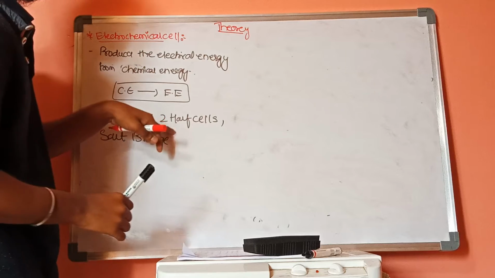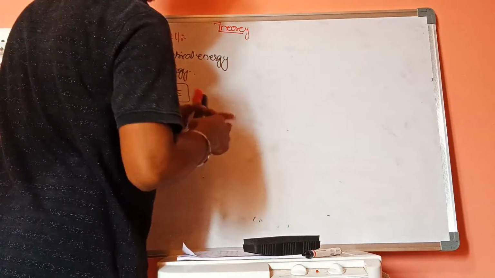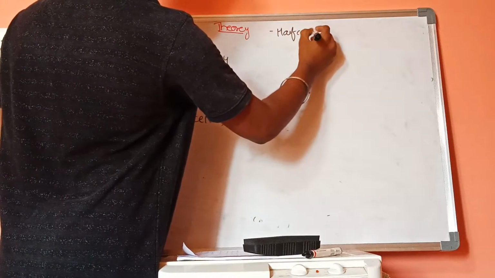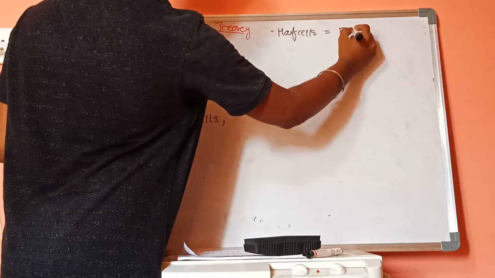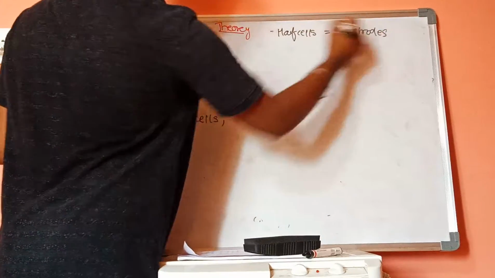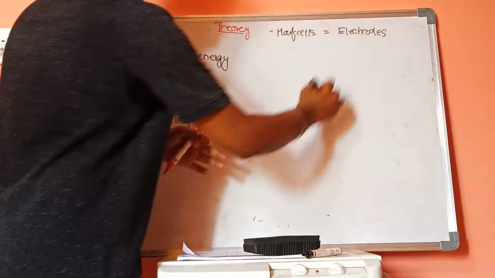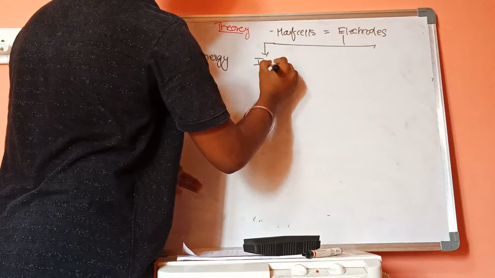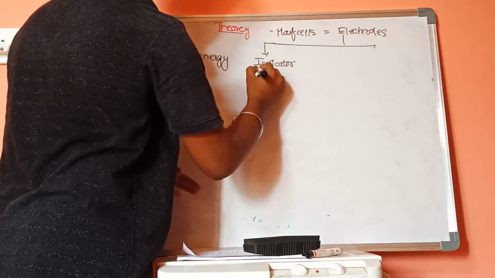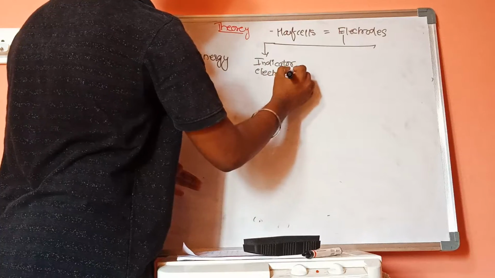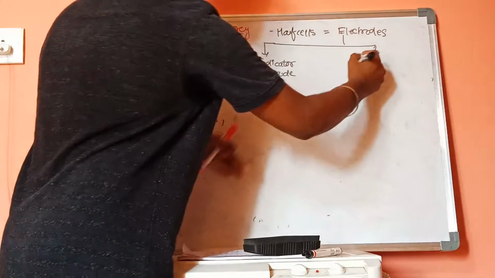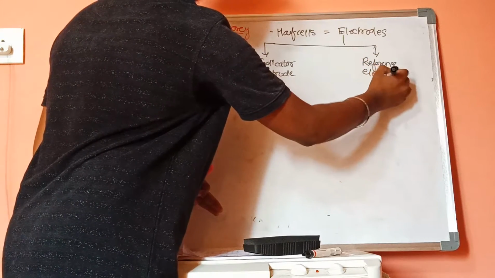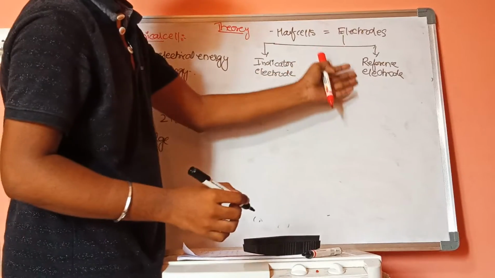Now, what are half cells? Let us discuss half cells. Half cells are nothing but the electrodes. The electrodes are of two types. The first one is the indicator electrode, and the second one is the reference electrode.